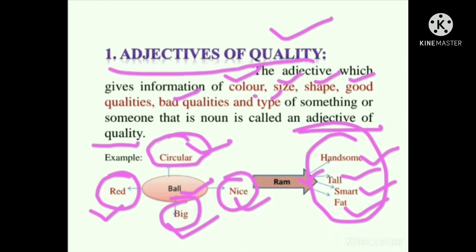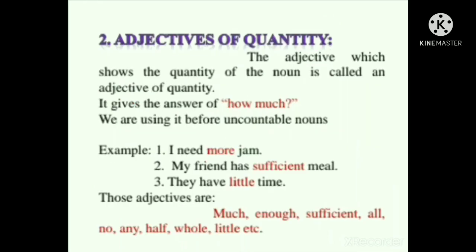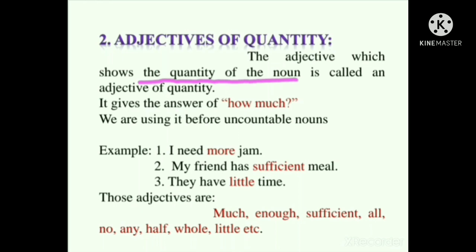Okay, now the next point is adjectives of quantity. See, the adjective which shows the quantity of the noun. This is the most important part. The adjective that shows the quantity of the noun is called an adjective of quantity. And when you are going to identify those adjectives, how can you identify them?